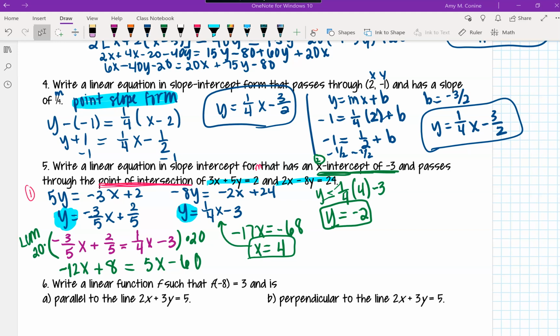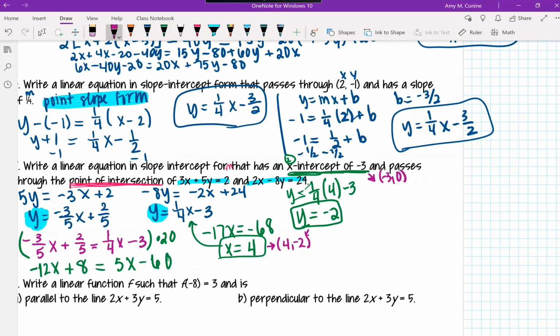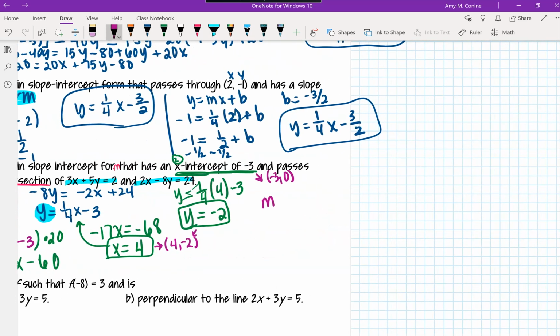We're actually not, because we still have to write an equation for a line that passes through this point of intersection and has an x-intercept of -3. So I'm going to use my x-intercept and this point, because this point is 4, -2. Okay, 4, -2. And my x-intercept ends up being -3, 0. Remember, root solutions, x-intercepts, that's where y is 0. So I'm going to use my formula for finding slope to find the slope of this line.